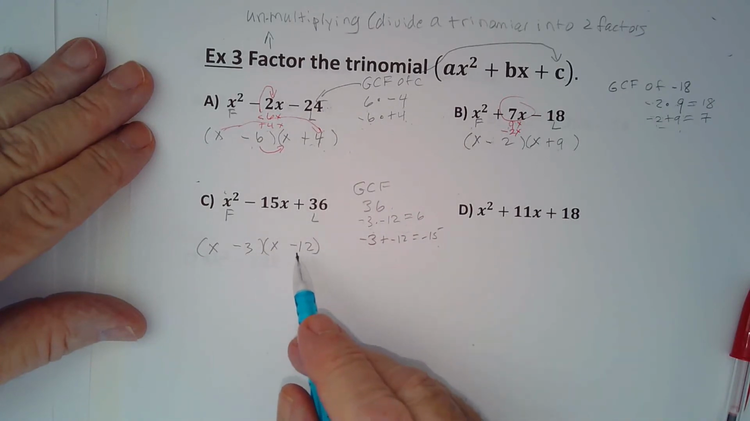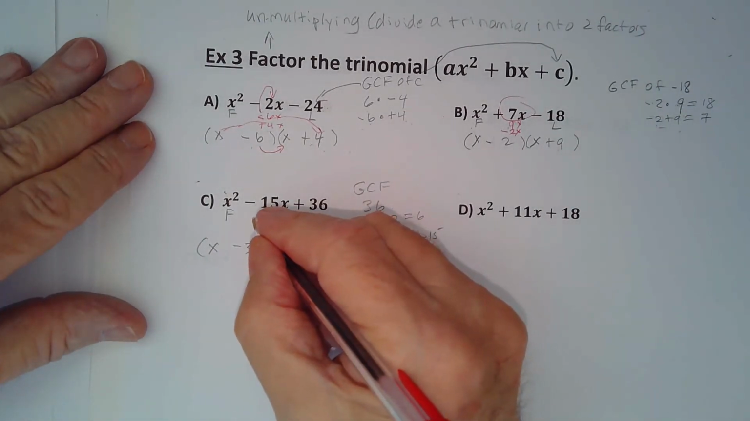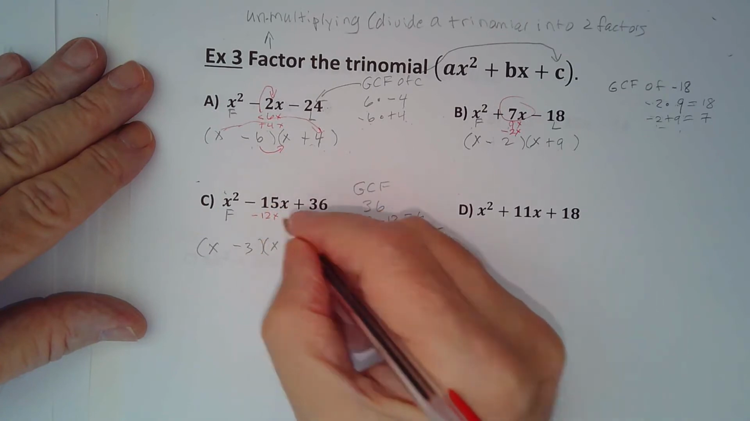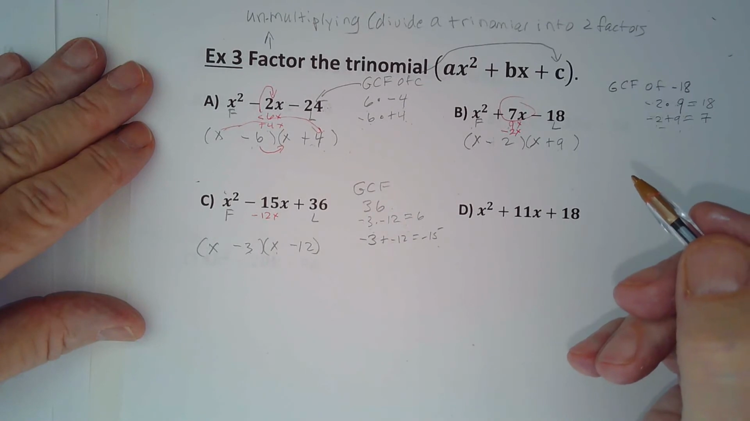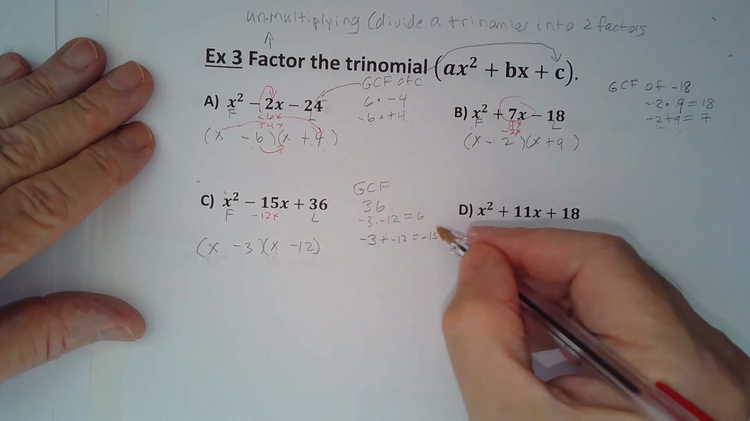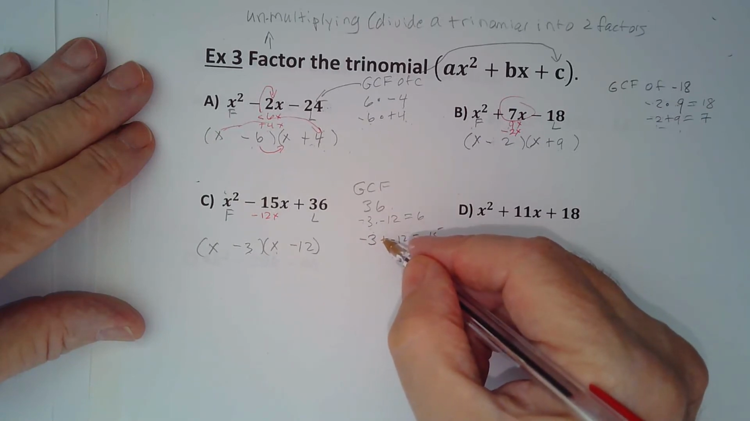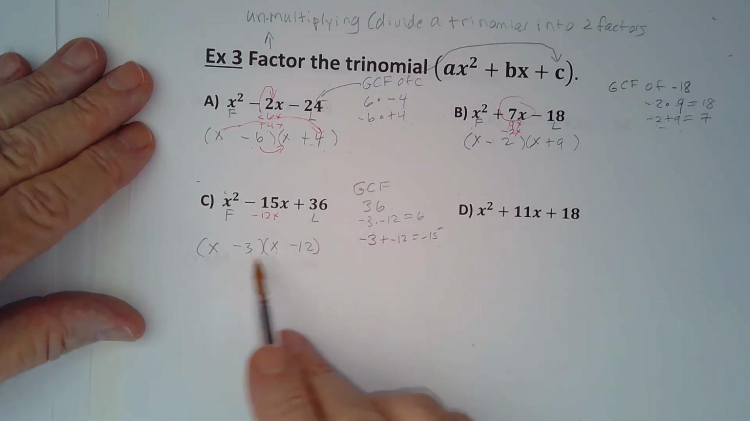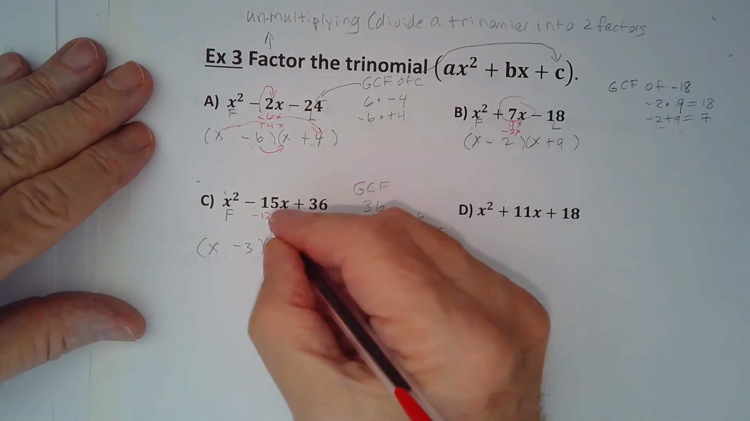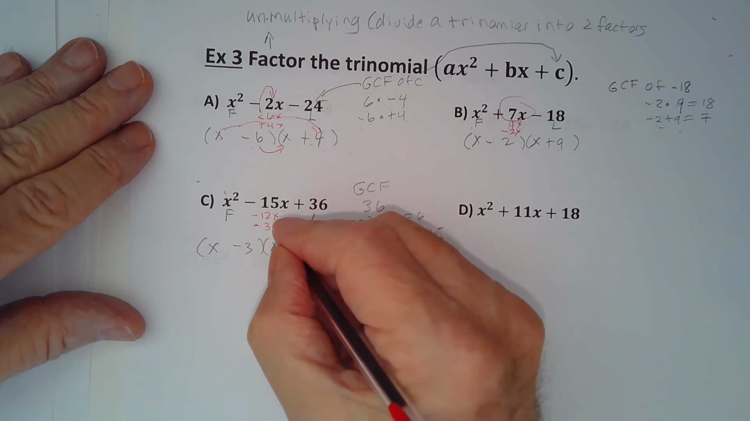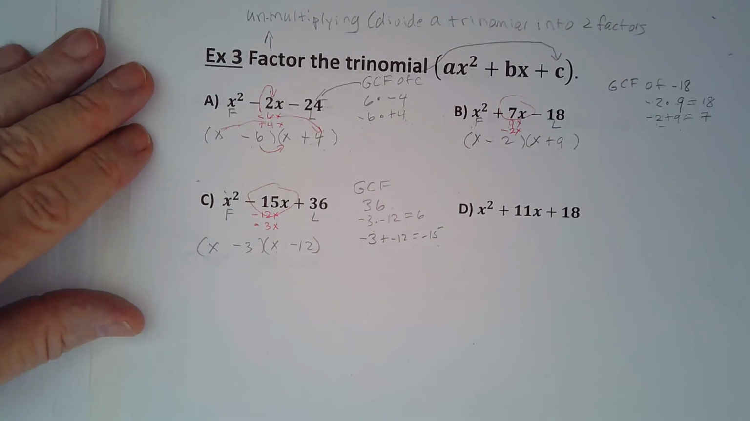check the middle here. X times negative 12 is negative 12x. And negative 3 times x. Negative 3 times negative 12 is 36. This is negative 12 and negative 3. Okay, x times negative 3 is negative 3x. I just sometimes get these mixed up in my head. So add these together and you get negative 15. Okay. All right. Last one.